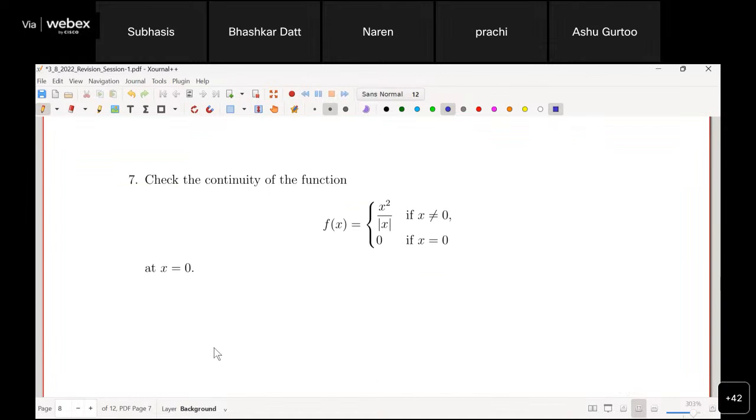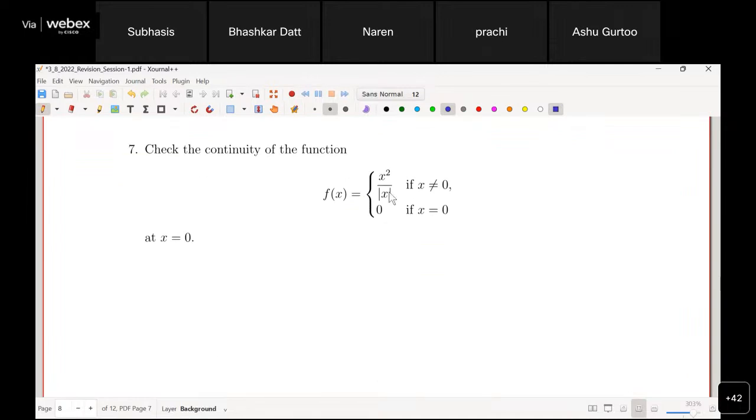For this question, we just need to check the continuity. Before checking continuity, we need to find the left hand limit and right hand limit. Can you tell me what will be the left hand limit of this function? At x equal to 0, I'm asking. At x equal to 0, it will be 0, sir. Right hand, left hand, everything is 0.